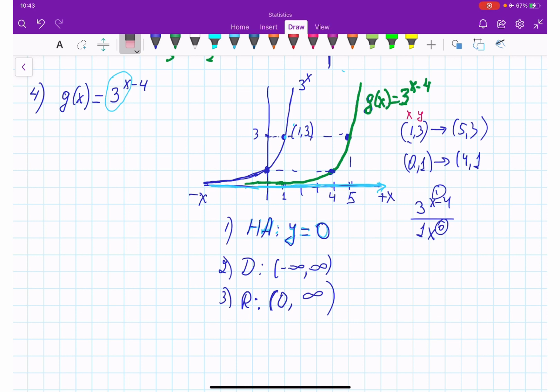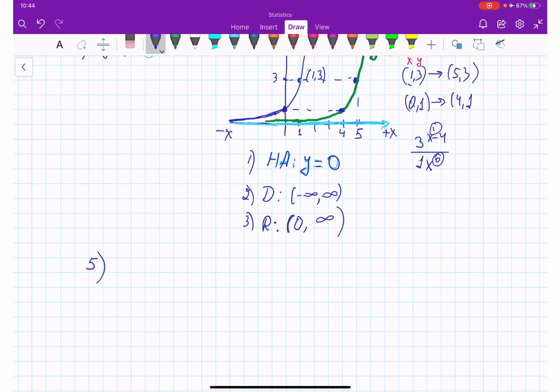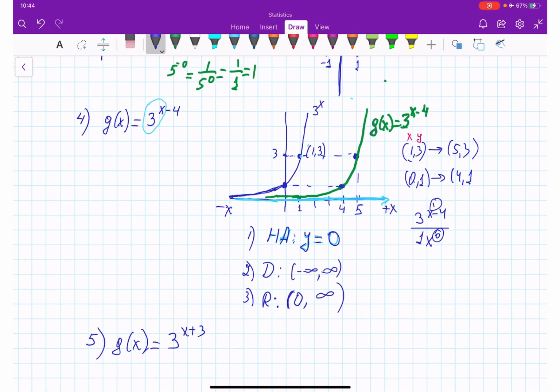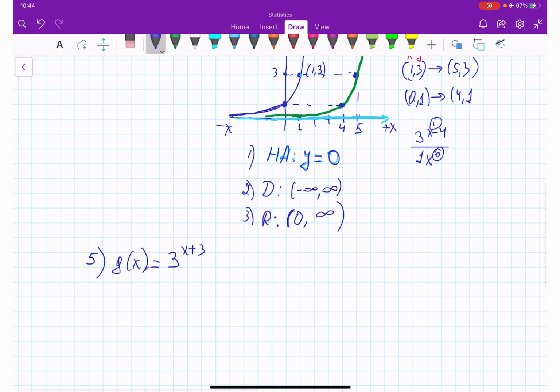Question number 5. We need to build this time g of x is equal to 3 to power x plus 3. Beautiful. Before we built x minus 4, now we are going to do the same graph with x plus 3, which means this time the graph is going to run where? To the right or to the left? Of course it's going to run to the left. So let's build it.